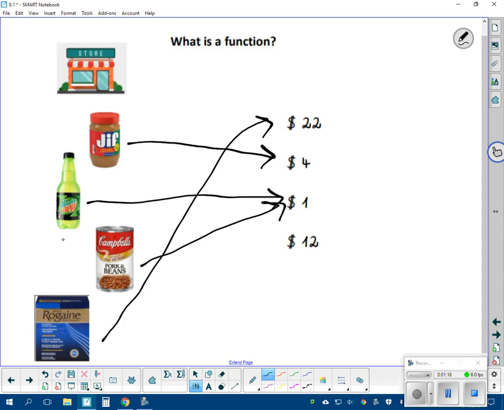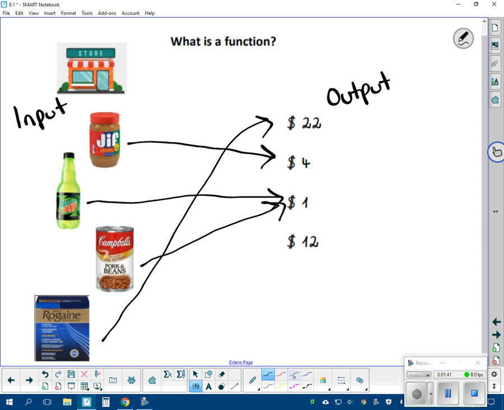These items on the left side, those are called your input. You can think of those as what you're putting in your cart. These numbers over here, they're called the output. That's what the register displays. That's what it puts out on the display, how much it costs.